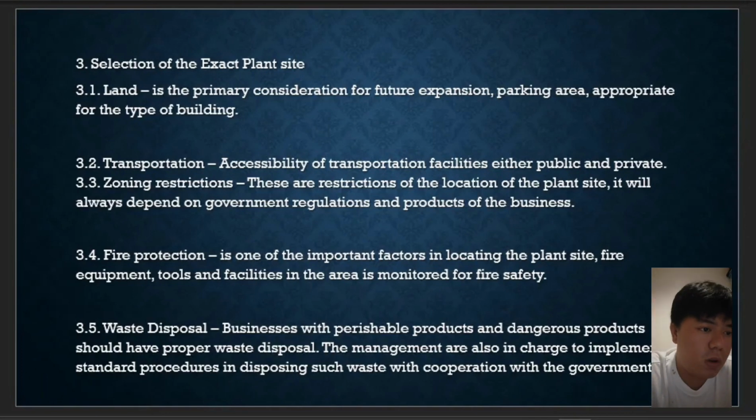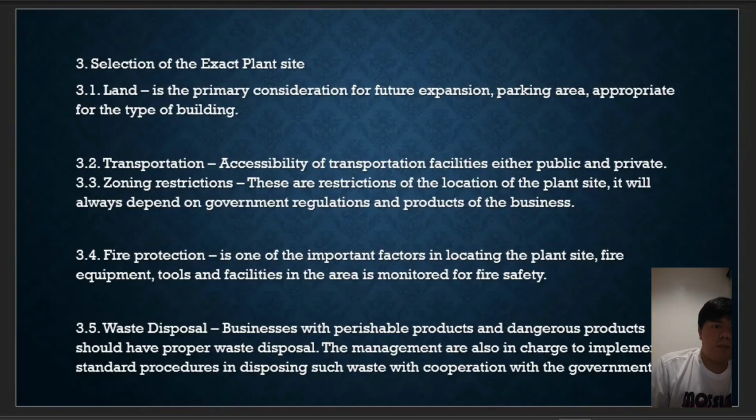And 3.4, fire protection. It is one of the important factors in locating the plant site. Fire equipment, tools, and facilities in the area are monitored for fire safety. And then 3.5, waste disposal.